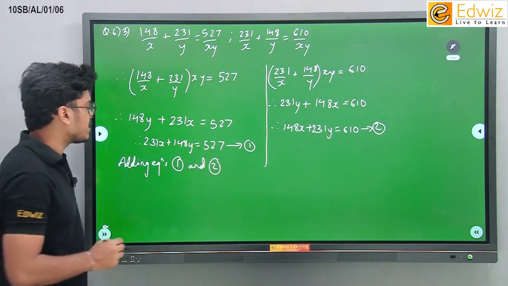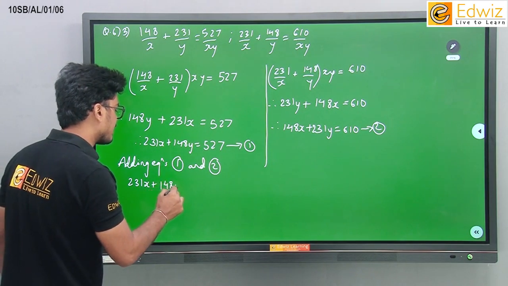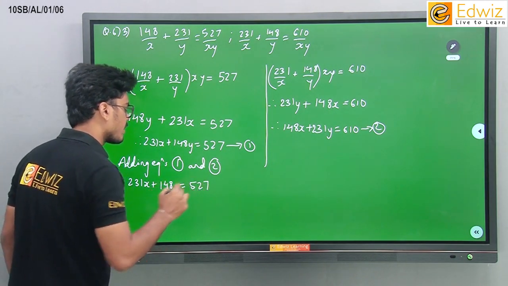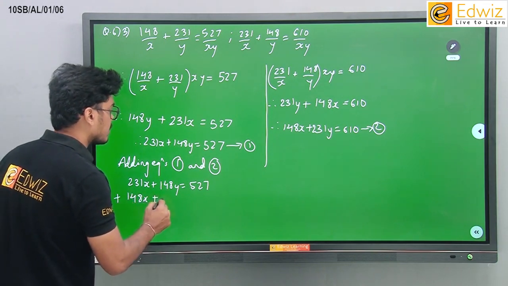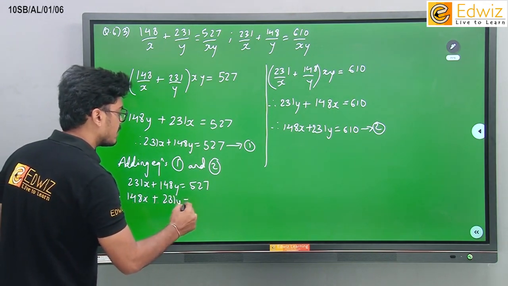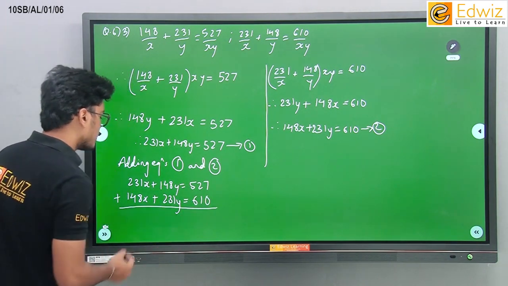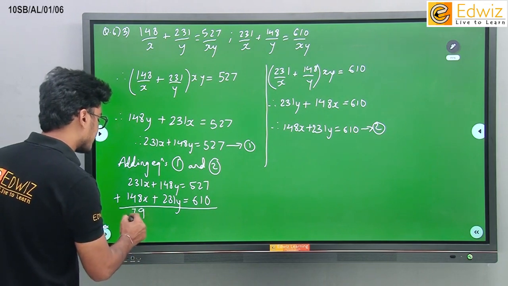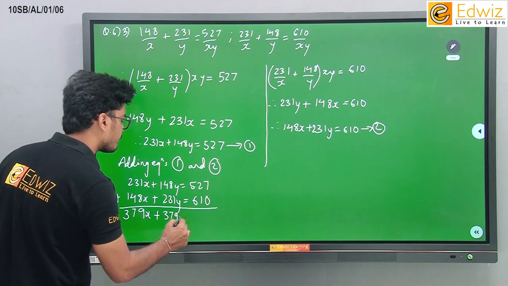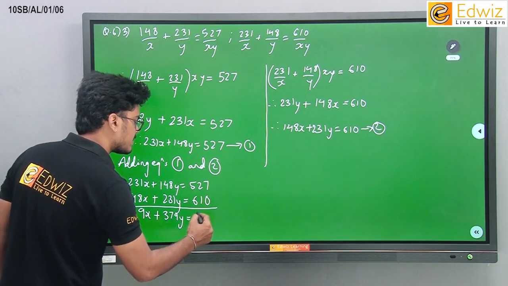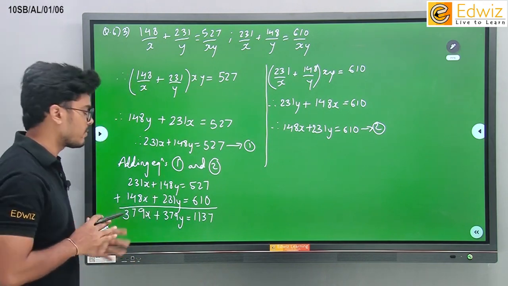Upon adding these two equations, what we will get? So 231x plus 148y equal to 527 plus 148x plus 231y equal to 610. Okay. Upon adding, you will get here 379x plus 379y equal to 1137. Okay, this is what we are getting.